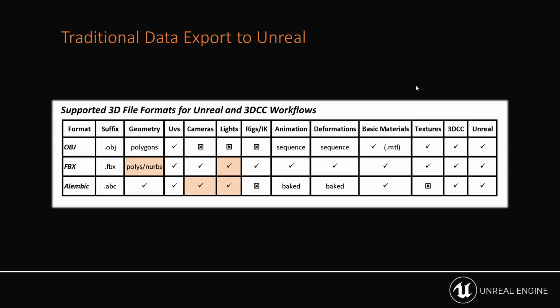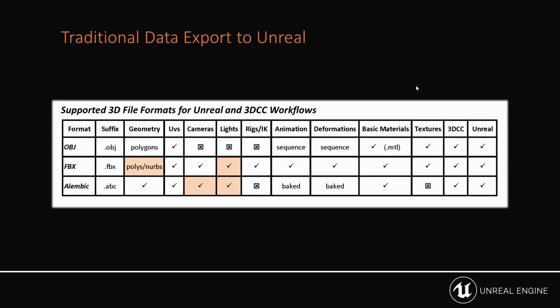But what you will commonly see is the FBX format, or .fbx. Just to summarize that, it does support polys and NURBS to a certain degree. You'll notice that I have highlighted in orange things that we aren't necessarily going to be working with in Unreal. It also supports UVs, cameras, lights to a certain degree, rigs and IK again to a certain degree, animation, deformation, all these things to a certain degree, but you see a lot more than what the OBJ format supports. It does support basic materials, of course textures, and it is a nice workflow between 3D content creation packages and Unreal to a certain degree. We're going to see the limitations of that shortly.